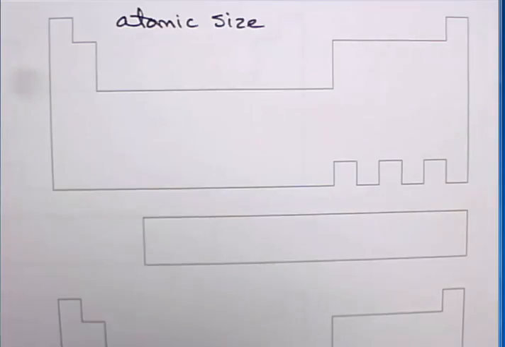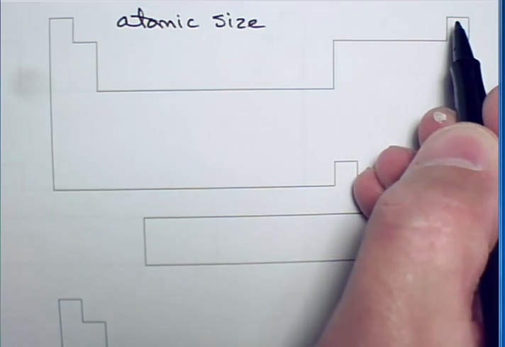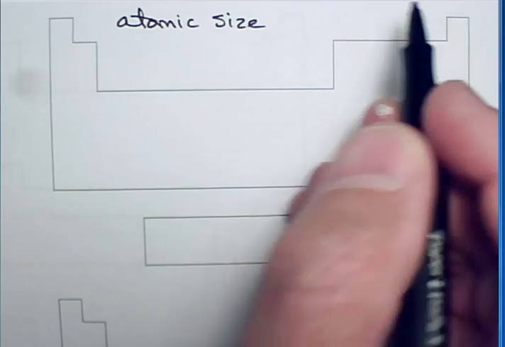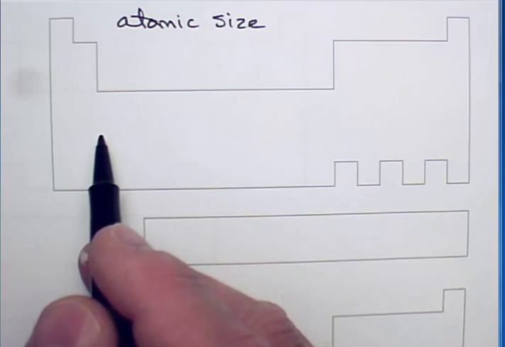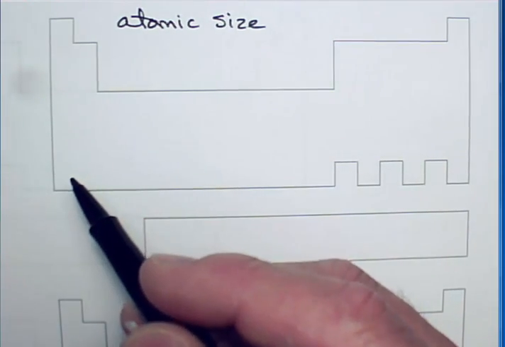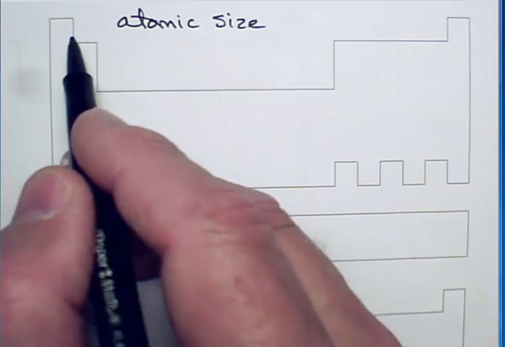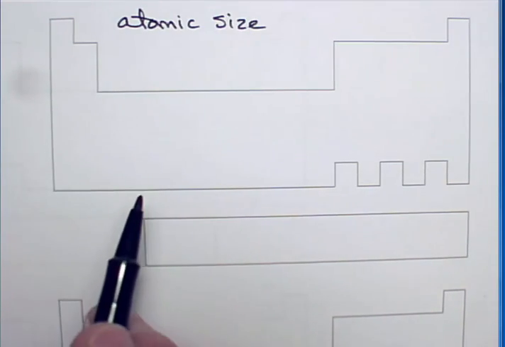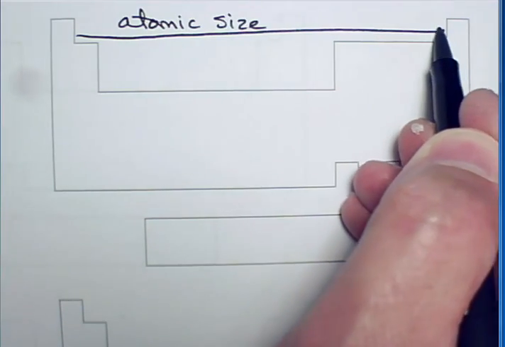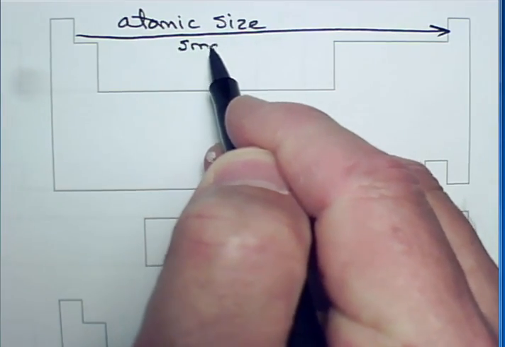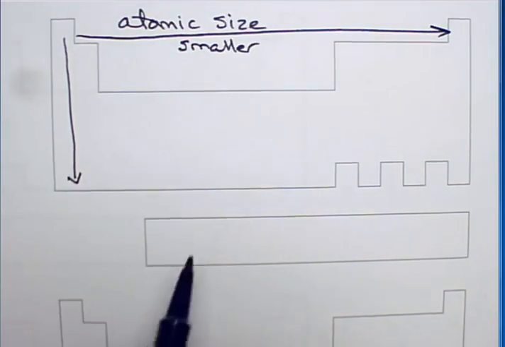What you need to know in terms of a pattern, though, is that as we go across the periodic table this way, the element sizes get smaller, the atom sizes get smaller. Now, when we go down in any column, they get bigger. If we go across the row, they get smaller. If you go down in the column, they get bigger. So they get smaller going this way, and they get bigger going this way.